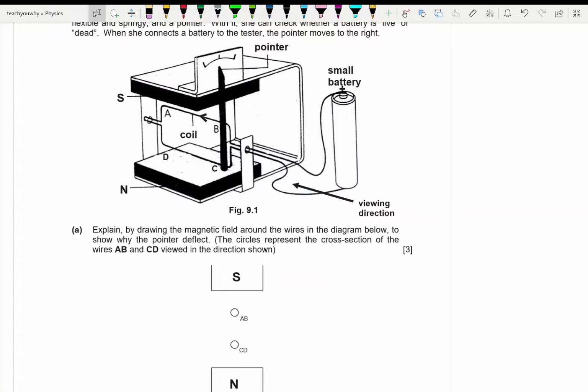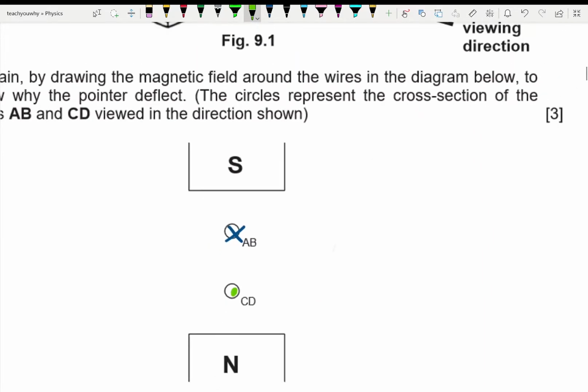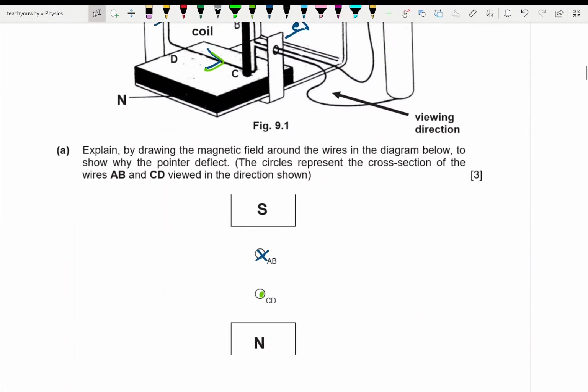Okay, the circle shows the cross-section of the wire AB. So what we are trying to do, we are looking here. So this is going into the page. It goes here and then it comes out of the page. So this is AB, and then CD. So AB, what does it have? It has a current going into the page. And then CD has current that is coming out of the page. Alright, so as usual.